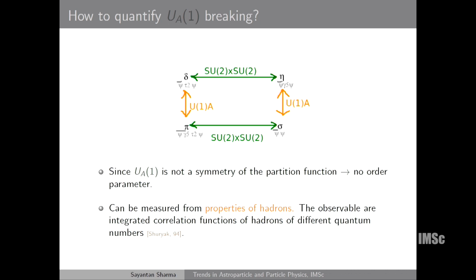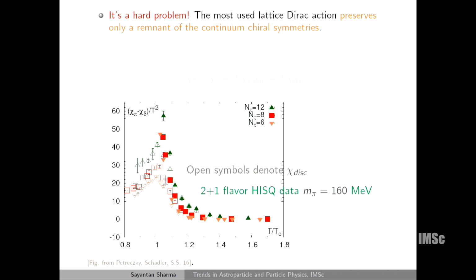One looks at integrated correlation functions of hadrons carrying these quantum numbers, usually the 2-point correlation function, and whenever these correlation functions become exactly the same, this is the temperature at which UA1 is effectively restored. This is how we characterize it. Now, this is a very hard problem because it is a non-perturbative problem, so we have to do it through a non-perturbative regulator. We use lattice QCD, and whenever we study these problems on the lattice, we have to discretize our action. So we have to choose some discretization for the Dirac operator.